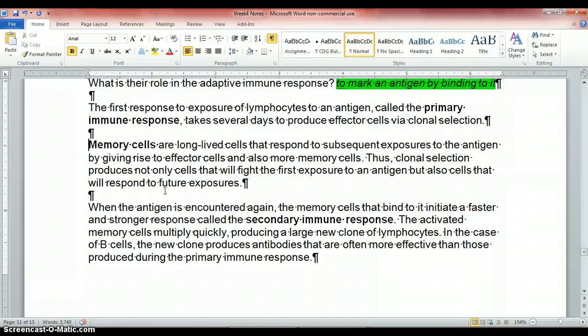So if you've been exposed to one version of the flu, then in future, you're already prepared to attack that version. That's why you get the flu vaccine, which I'm going to do soon.